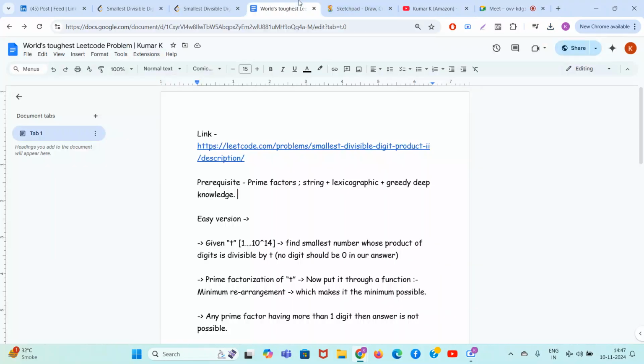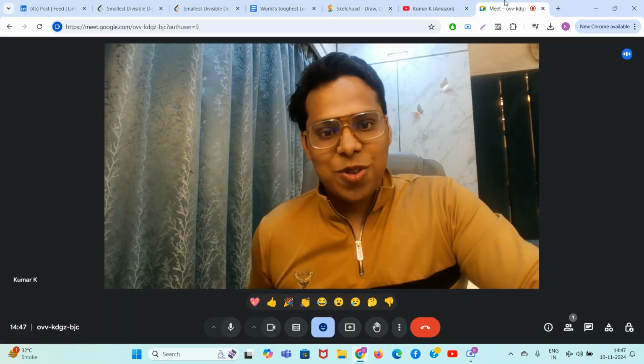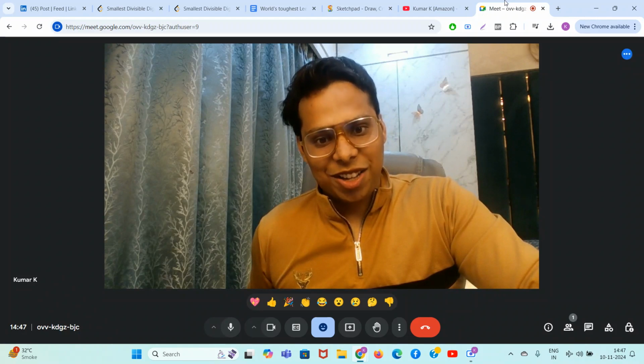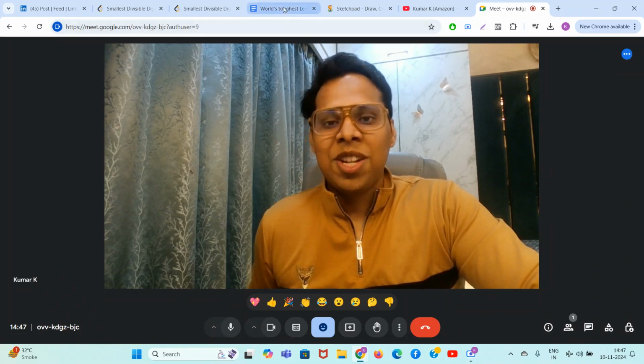So today we are going to solve the world's toughest LeetCode problem. Why is it called the world's toughest LeetCode problem? Because it was asked in a recent LeetCode contest where 40,000 people participated, but only 20 people could solve this problem. This is the lowest acceptance rate for any DSA problem on LeetCode in all the years till now. So my task is very simple. All I have to do is make sure that you understand the solution to this toughest problem ever.